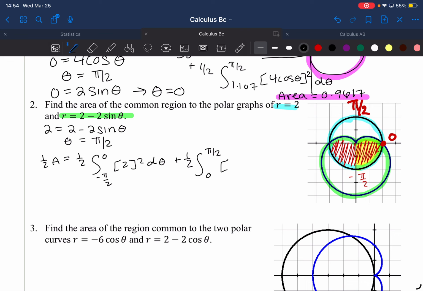So it's almost like when we were doing the area between two regular curves on the rectangular plane. We're still looking at the bounds that are going to encompass that shaded area. So when I type this into Desmos, I end up getting that 1/2 the area is equal to 3.8539. That is just that yellow shaded region. I have to double it to find the entire shaded region, and I get area equal to 7.7079.